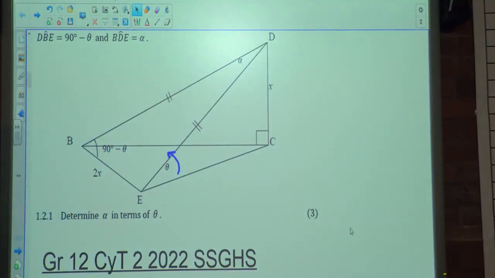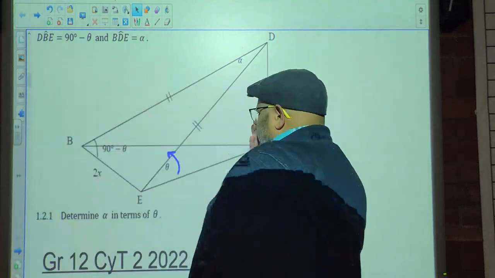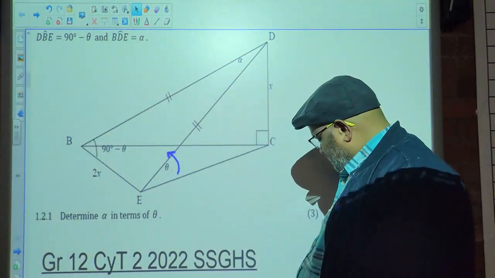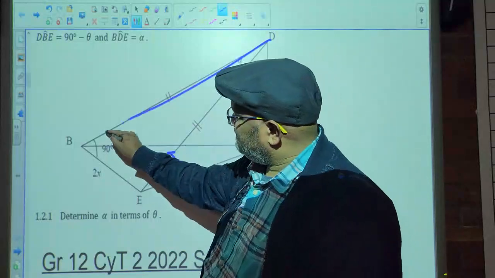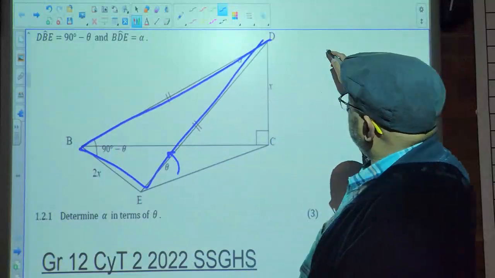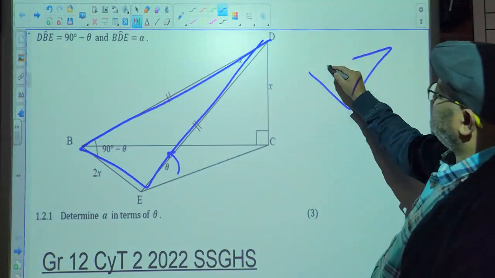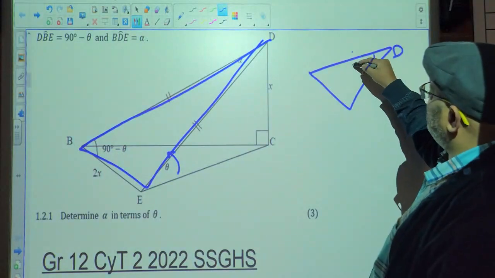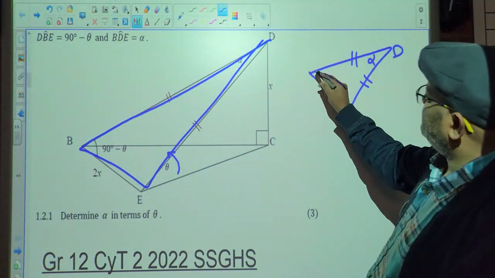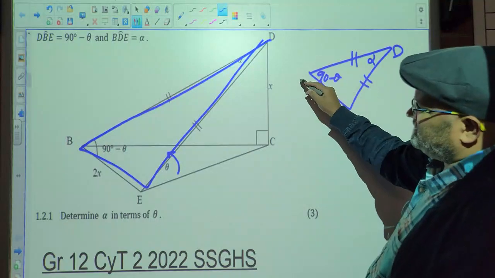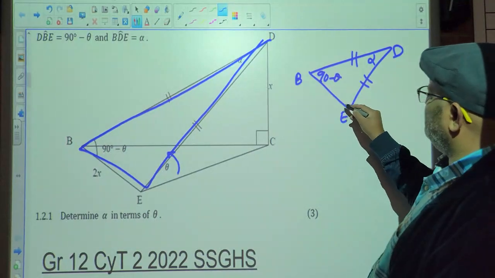The question says determine alpha in terms of theta. Looking at this triangle, I'm going to draw it here. So that's going to be D, which is alpha, and that length is equal to that length. This is 90 minus theta, this is B, and this is E.